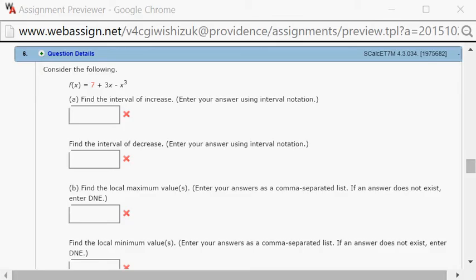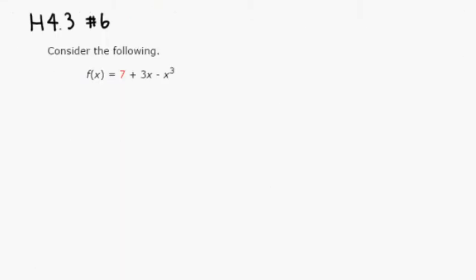Alright, let's look at homework 4.3, problem number 6. We're going to find the intervals of increase and decrease, so we have to find the derivative. f prime of x is equal to: the derivative of 7 is 0, the derivative of 3x is 3, and the derivative of negative x cubed is negative 3x squared.